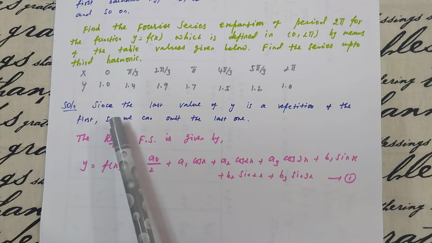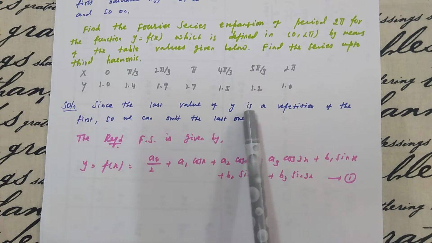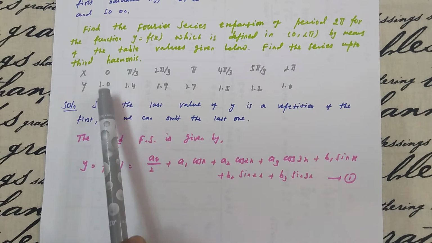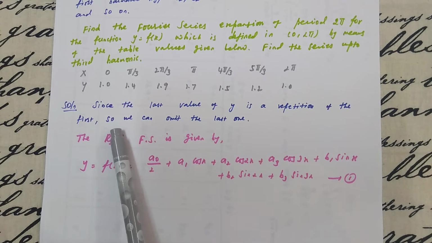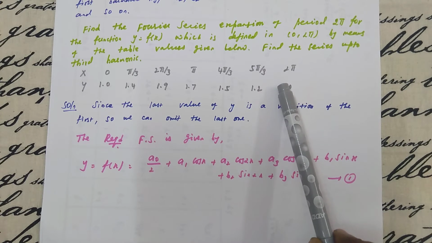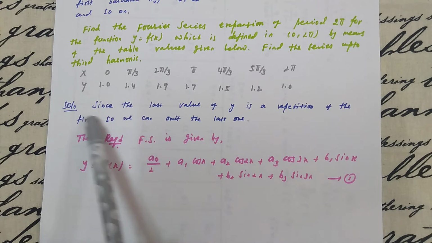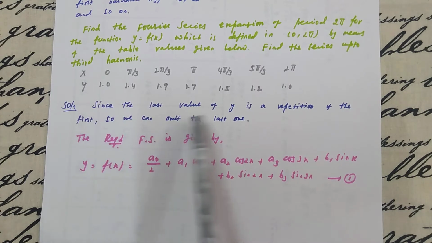Look at the solution. Since the last value of y is a repetition of the first, 1.0, we can omit the last one. This one thing you have to remember; the remaining everything will be easy in this problem. This is not needed to write in the examination. I have written it here just to understand.